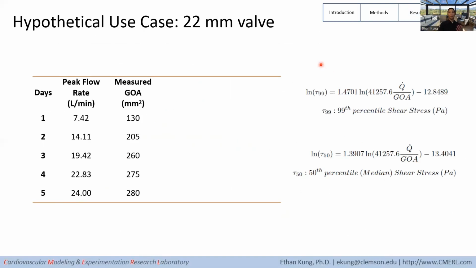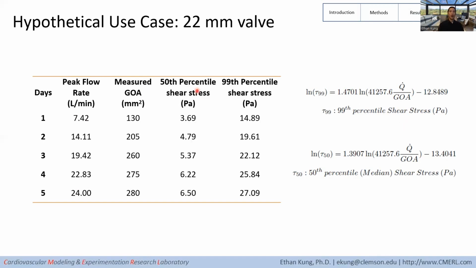Let's say I'm running a bioreactor for a 22 millimeter valve, and I ramp up my bioreactor flow across 5 days. These are the flow settings I have on my bioreactor. When I run these settings, this is the GOA that I observe in my tissue. With this information, I could use the regression equations to estimate what kind of shear stresses my valves might be seeing. And these regressions seem to be true for different valve sizes, at least within the range that we tested.